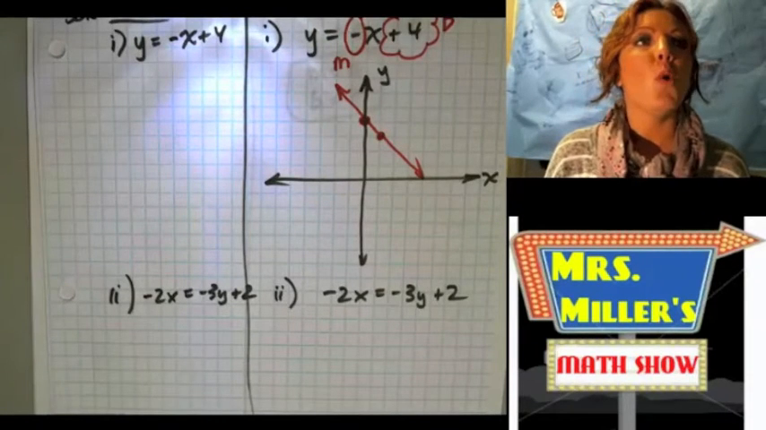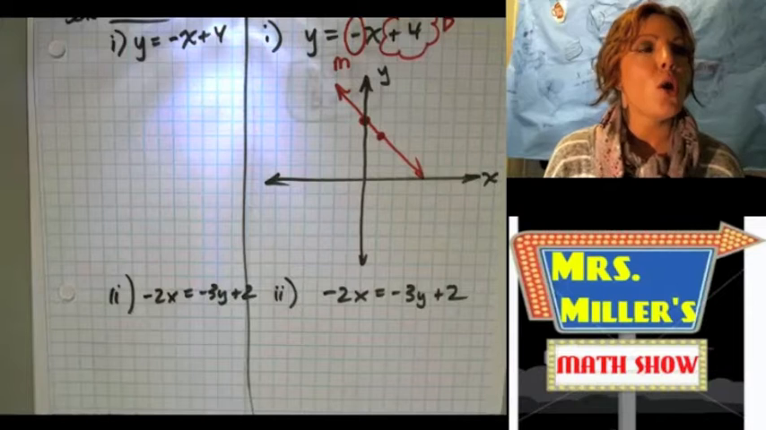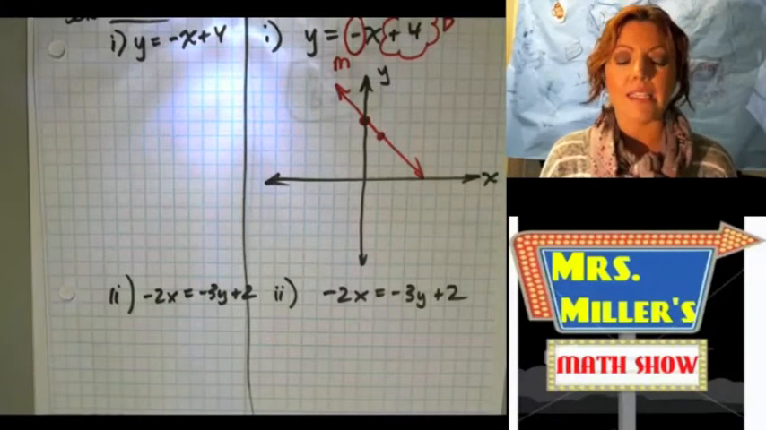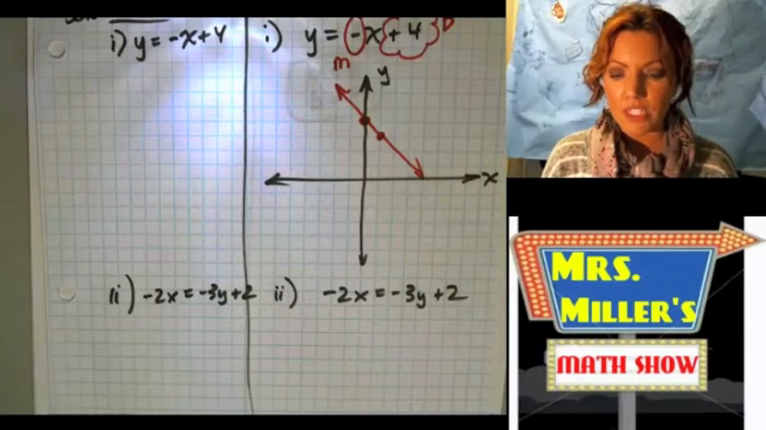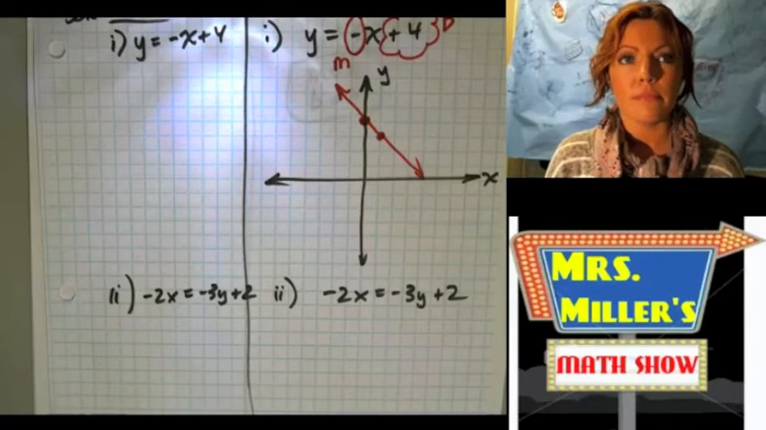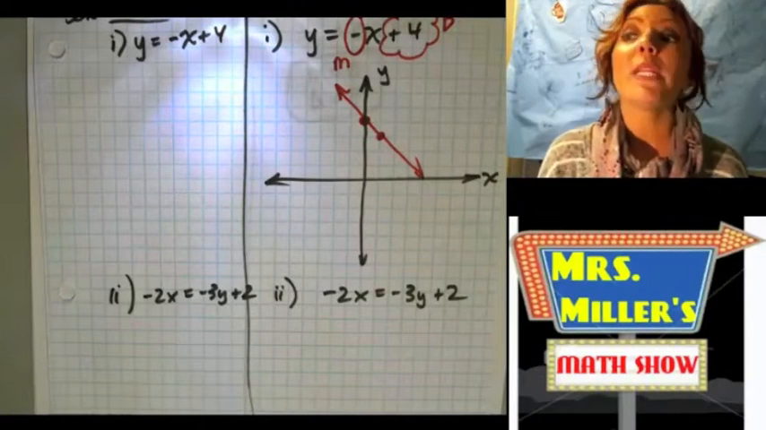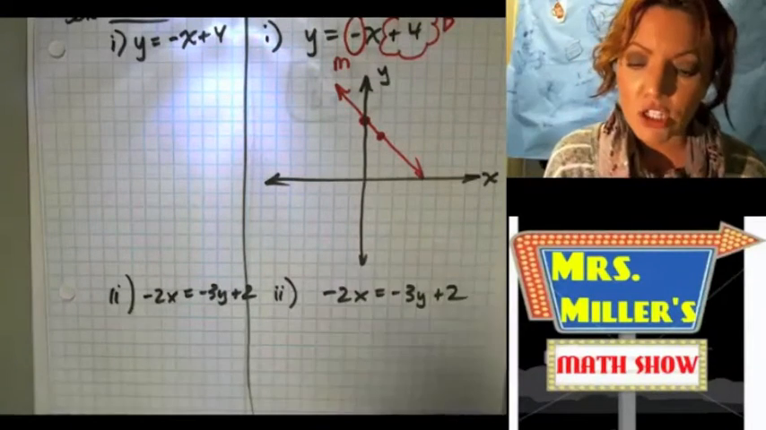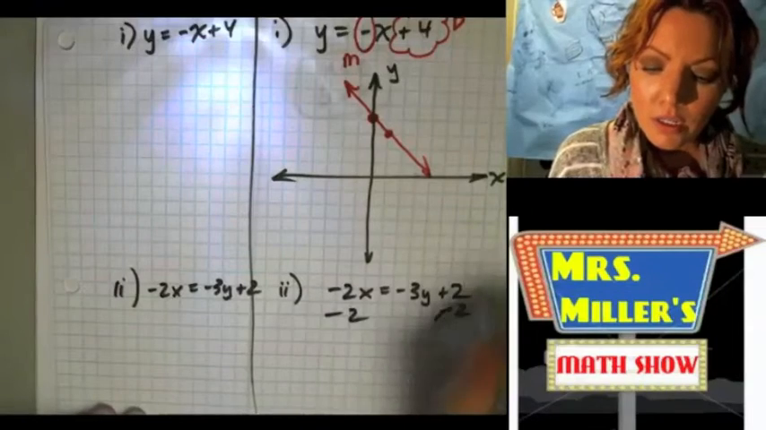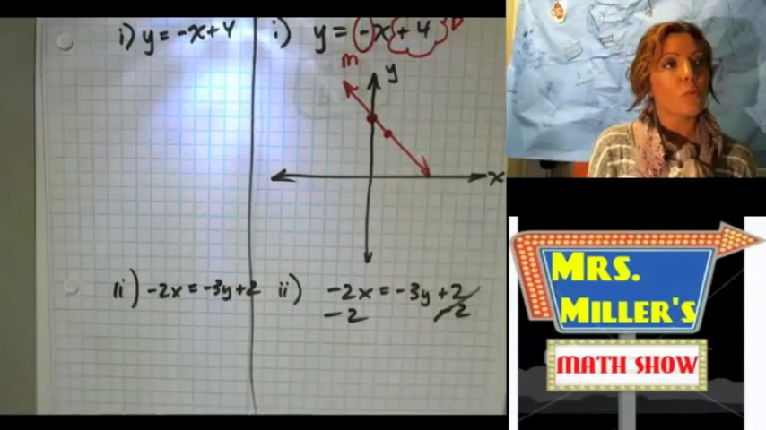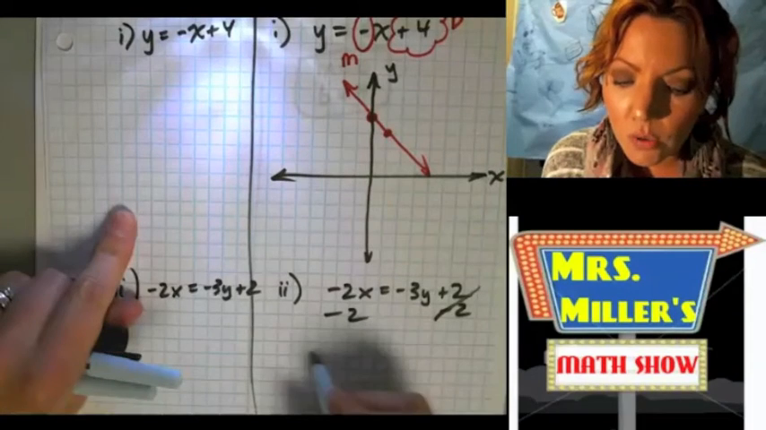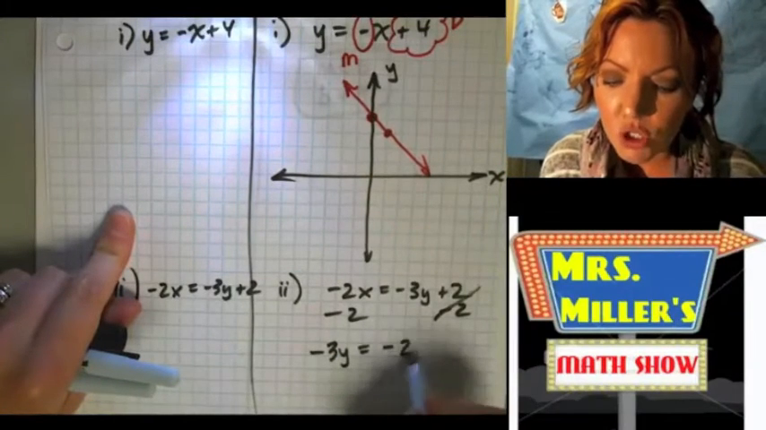Okay, so what we said before is that if it's not in slope-intercept form, we want to get it there. How would I get y by itself in this equation? Eventually, yes, we're going to divide by negative 3. Sloan? Subtract 2. So I'm going to flip this around so that I have the y on the opposite side. So negative 3y equals negative 2x minus 2.